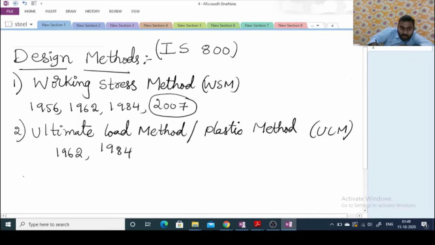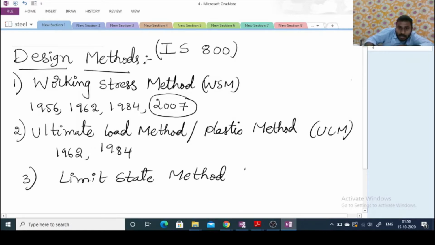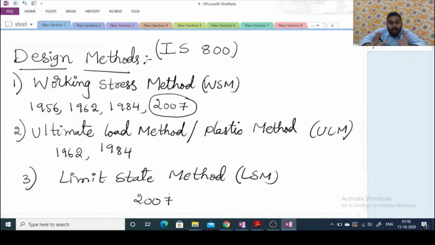Now the third one and the latest, that is the limit state method, LSM. Okay, limit state method, LSM, and this method was mentioned in 2007, which is our point of discussion. It means in our discussion of the design of steel structures, mainly we are going to deal with this version of IS 800, that is IS 800 2007, which we are going to discuss more elaborately.